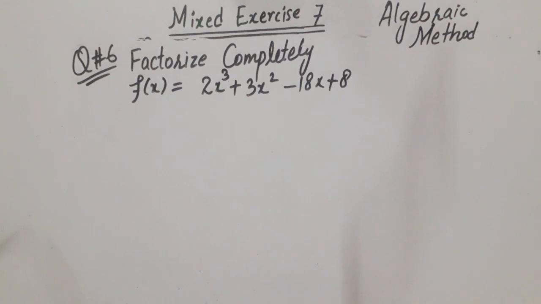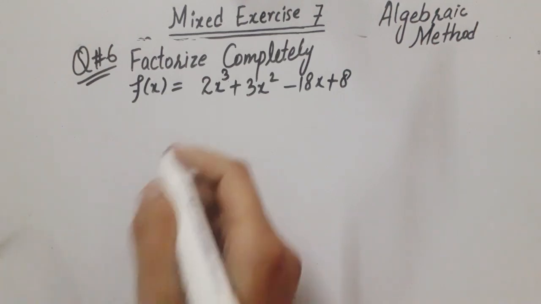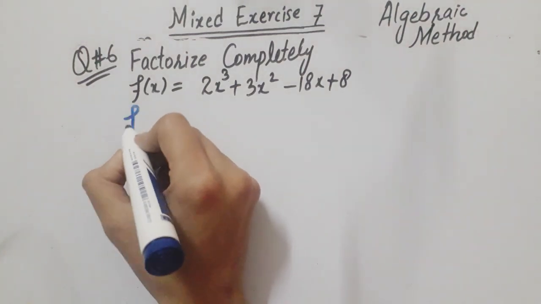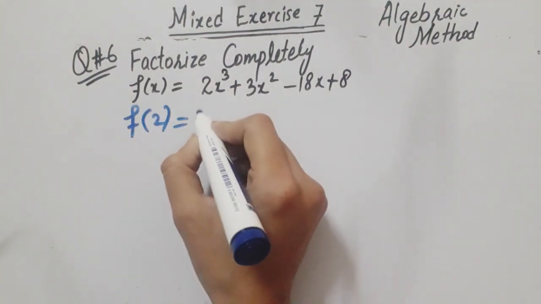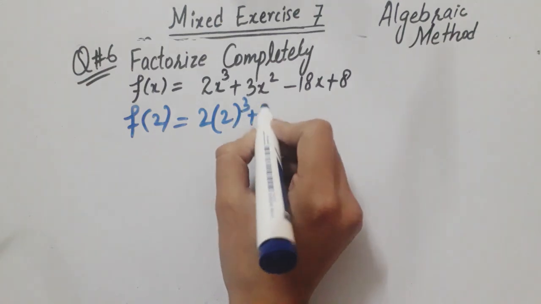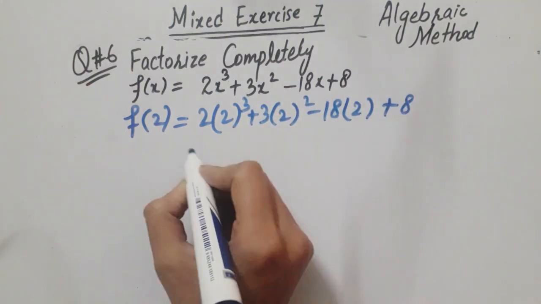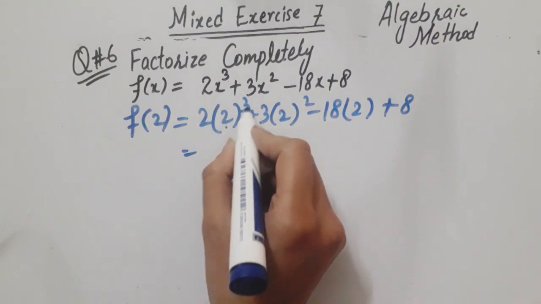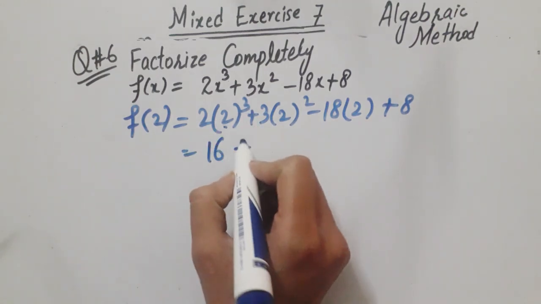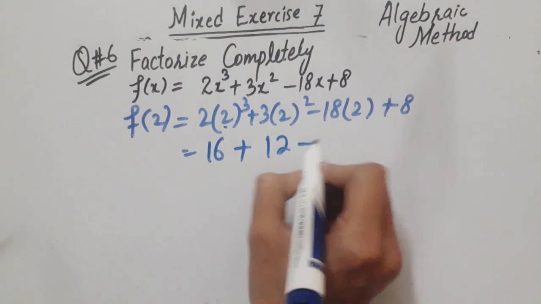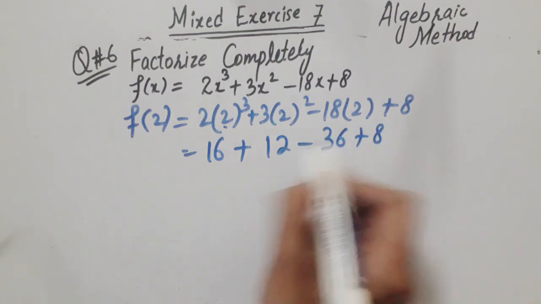Question number 6 is: factorize completely f of x is equal to 2x cube plus 3x square minus 18x plus 8. First of all, we will find a factor of this by putting x equal to 2. So 2 into 2 cube plus 3 into 2 square minus 18 into 2 plus 8. So 2 cube is 8, 8 into 2 is 16, plus 3 into 4 is 12, minus 36 plus 8.